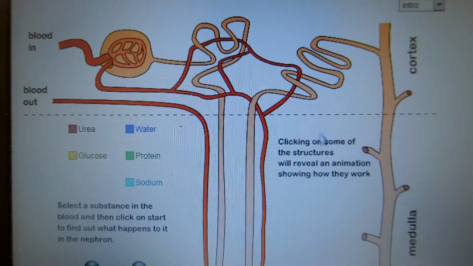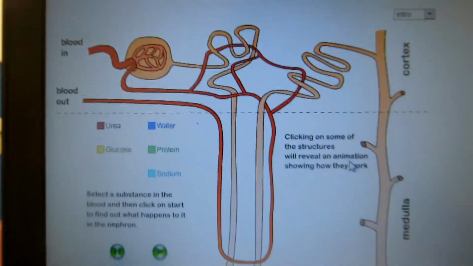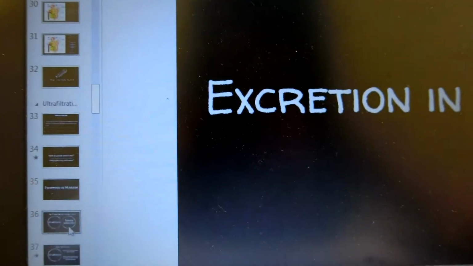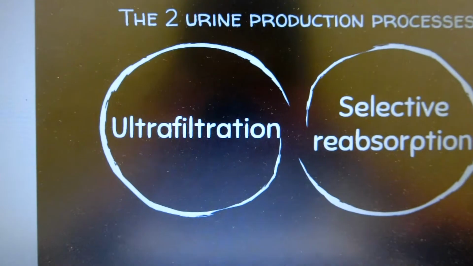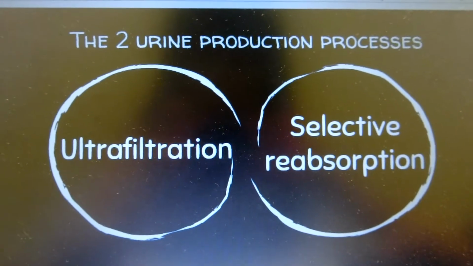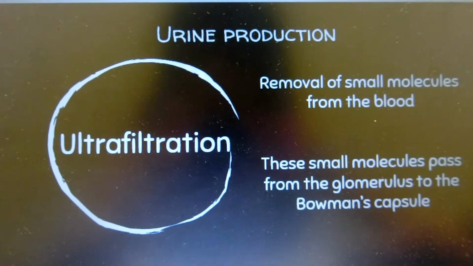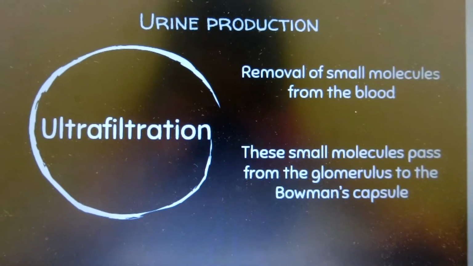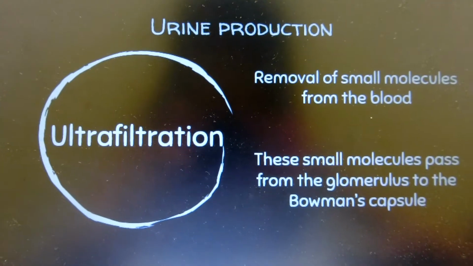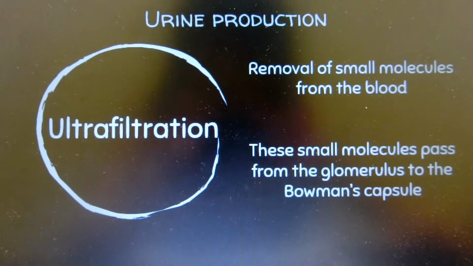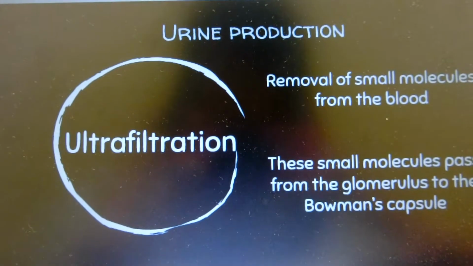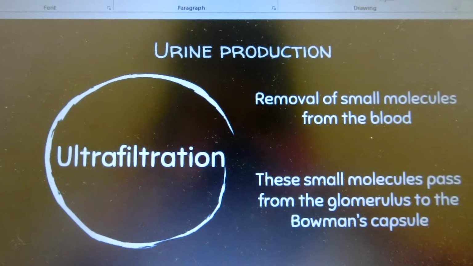With this brief recap of the structure, we'll now move into how urine is actually being formed. Formation of urine in your kidney is down to two main processes: ultrafiltration as well as selective reabsorption. The first process that occurs is ultrafiltration, and as the name implies, it is filtration. It involves the removal of small molecules from the blood, and these small molecules are able to pass from your blood vessels in the glomerulus into your Bowman's capsule in your nephron.